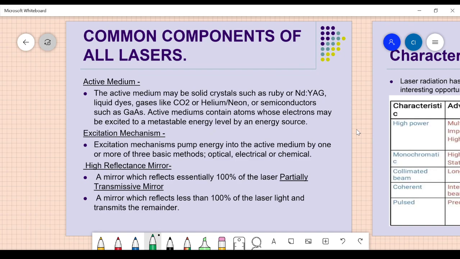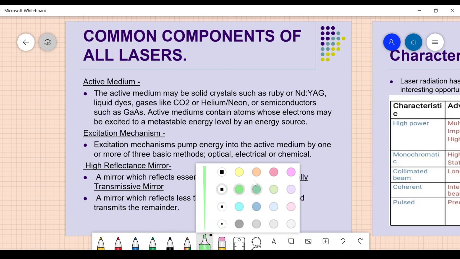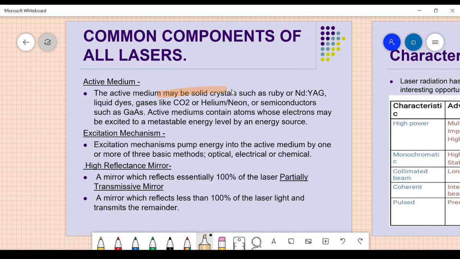Now, the common components of a laser. There is no requirement for you to remember all this, but just in case you require it for some examinations, I'm highlighting it. The active medium may be solid crystals such as ruby, neodymium, and yttrium, liquids, the rare earths, some gases like CO2, helium, and neon, and some semiconductors such as gallium arsenide. They are used in lasers. So that is the active medium through which everything is happening.